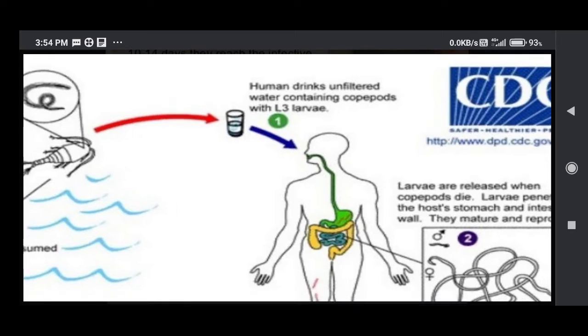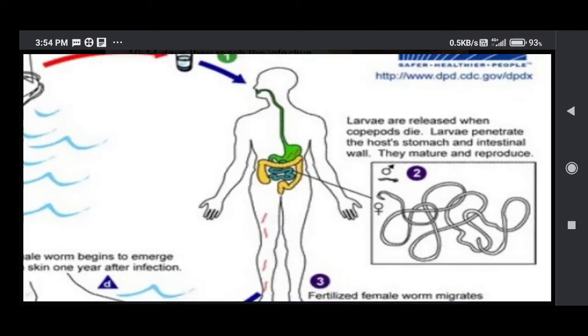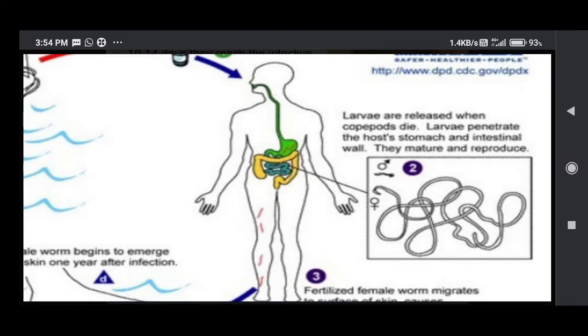Now the larva enters the human digestive system. By the HCl activity in the stomach, the copepods die. After the cyclops die, the larvae are released into the stomach and intestinal wall, where they mature and reproduce.